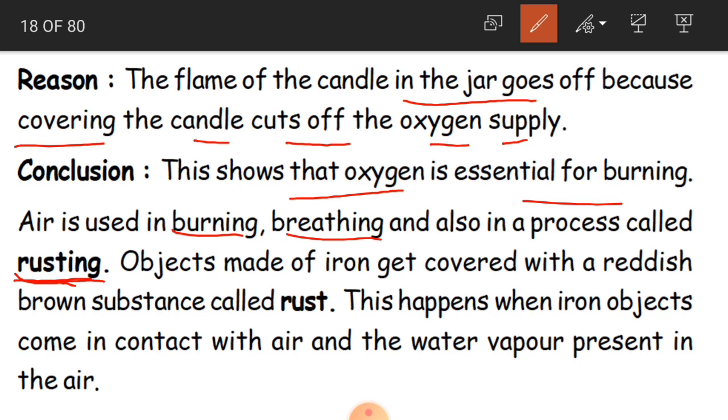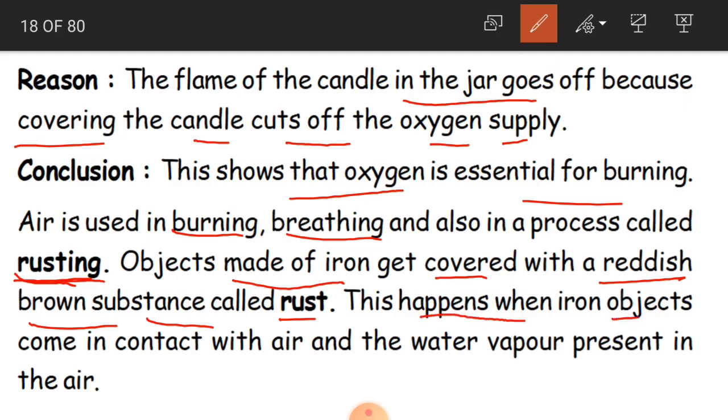Objects made of iron get covered with a reddish brown substance called rust. Have you observed, children, some iron objects in our home which we are not using, which we keep outside or in the storerooms? Sometimes we see them covered with a reddish brown, dark red substance. That substance is called rust.